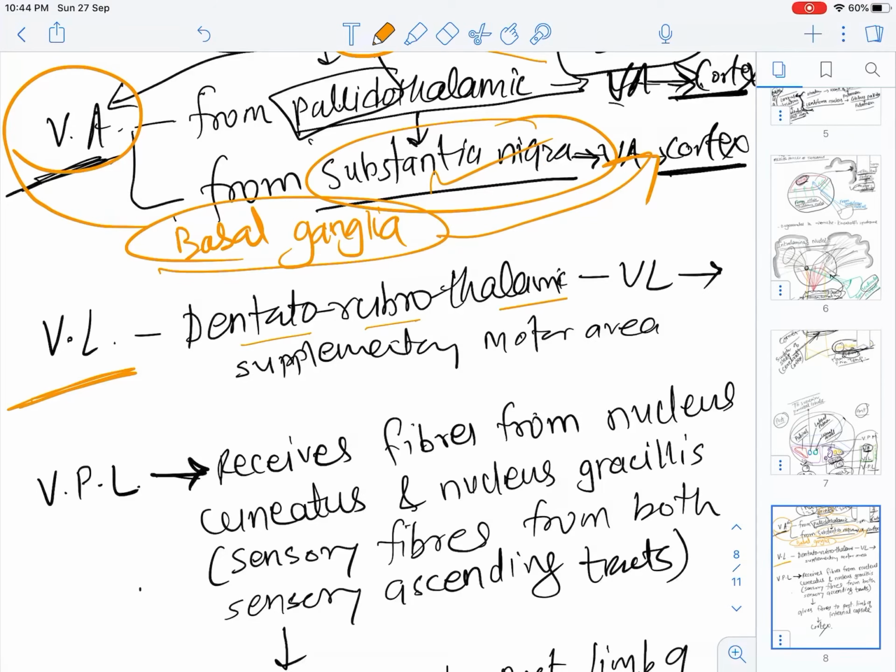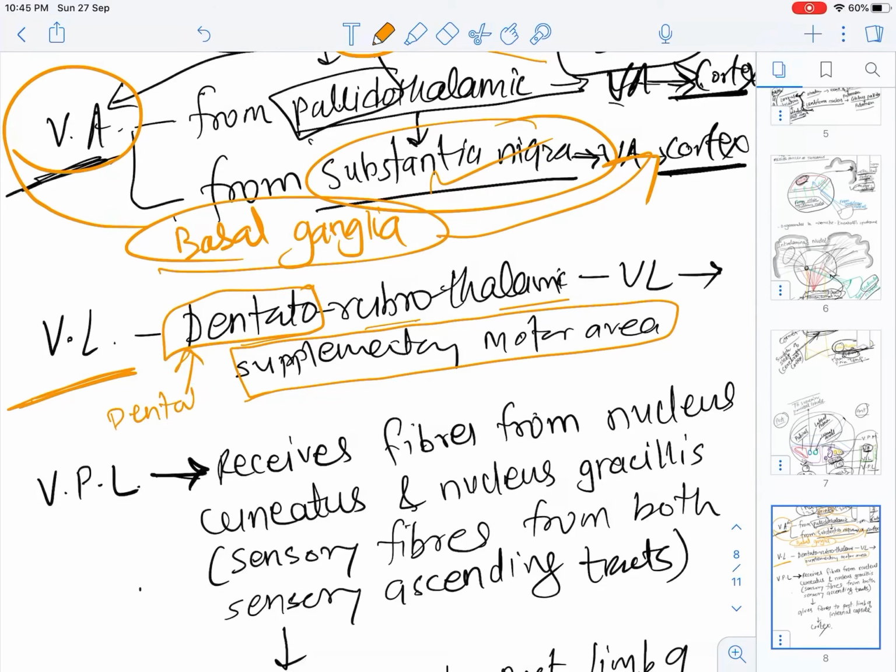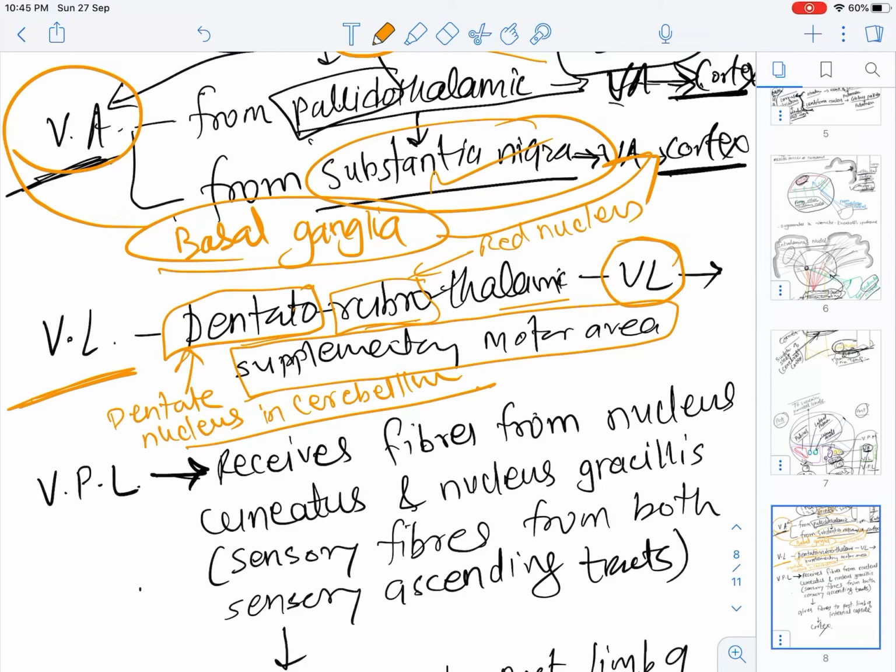It receives fiber from the dentatorubro-thalamic fibers and it projects to the supplementary motor area. So don't be confused. Why is it dentato? Because there is the dentate nucleus in the cerebellum. So it starts from the cerebellum, goes to the red nucleus, that is why rubro means red nucleus, and then it comes to the thalamus, to the ventrolateral nucleus, and then it goes to the supplementary motor area. So this is the dentatorubro-thalamic pathway.